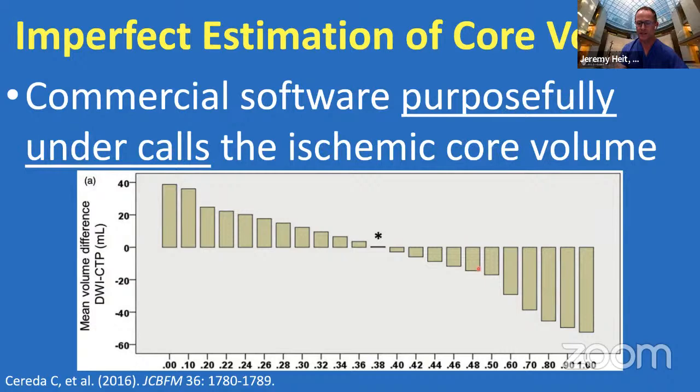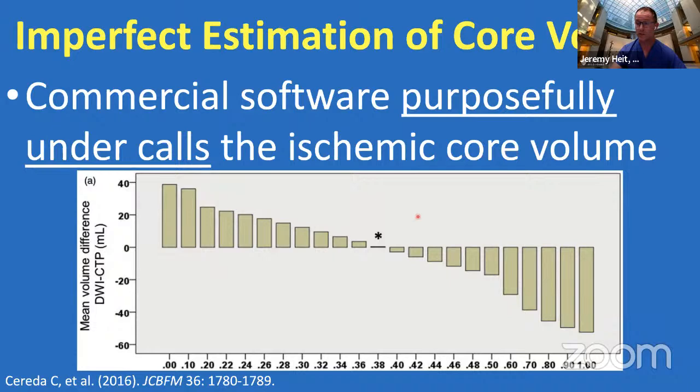And is it accurate? Well, guess what? It's actually not, but it's purposely not. Commercial software in general is undercalling the ischemic core. And it's funny, I hear this all the time when I give talks and go to meetings, people say perfusion imaging is totally inaccurate. I'll get an MRI after I treat a patient and the volume estimation was just way off. It's always 15, 20 mils off. And I say, well, that's what it's supposed to do. And here's a paper that shows that.